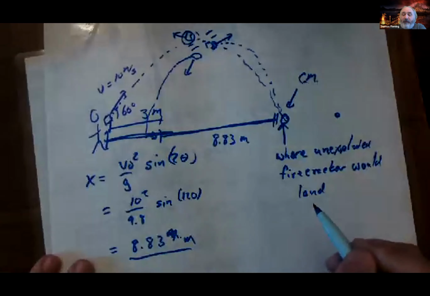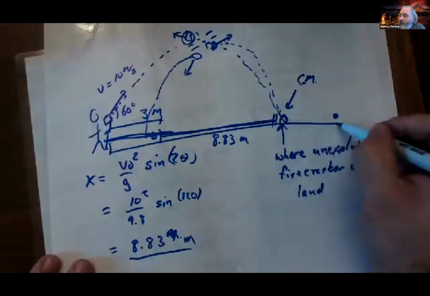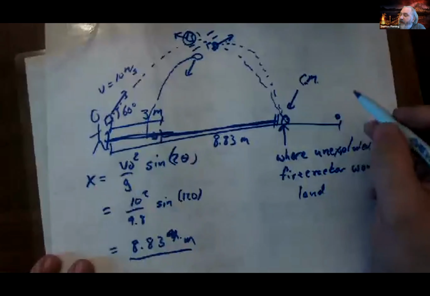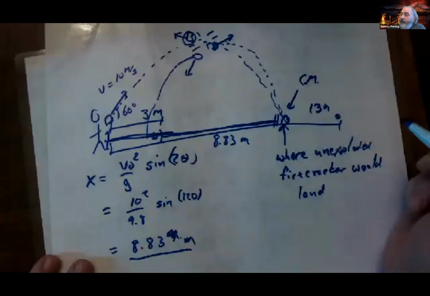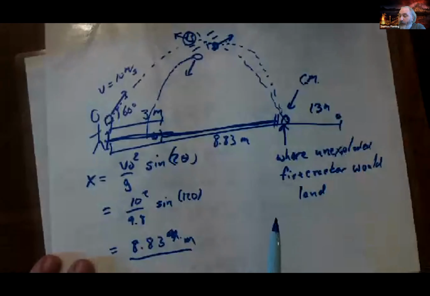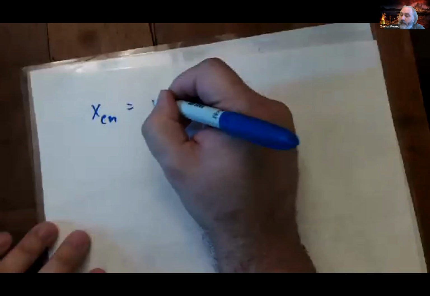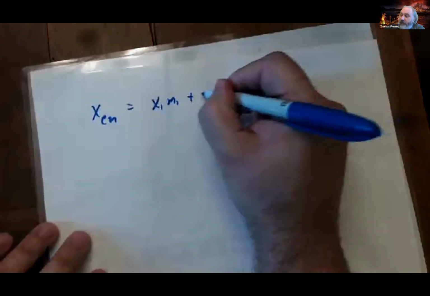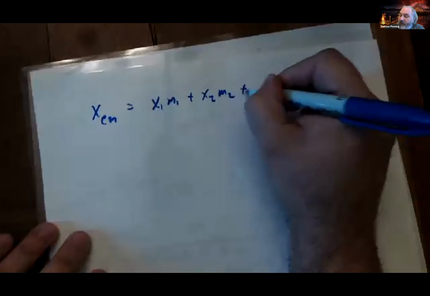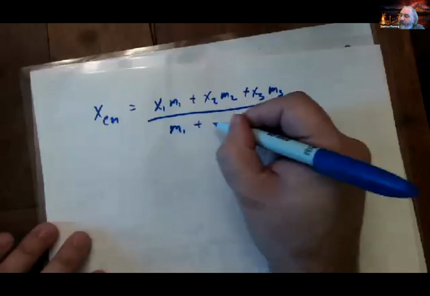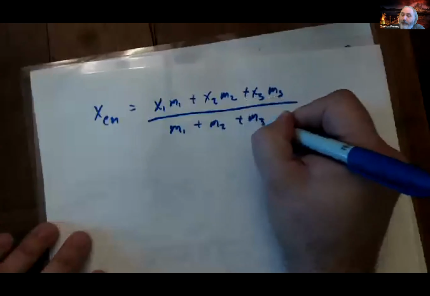It was way closer than I expected. And this piece of the firecracker ended up way further, let's say 13 meters. Where's that third piece going to be? Well, for that, I can go back to my center of mass expression. I know that the center of mass has to equal x1 m1 plus x2 m2 plus x3 m3 over m1 plus m2 plus m3.